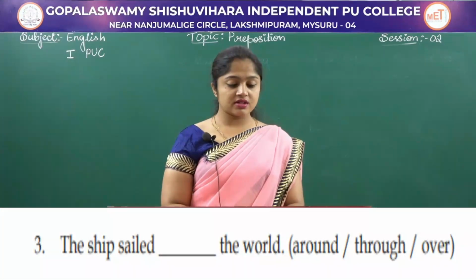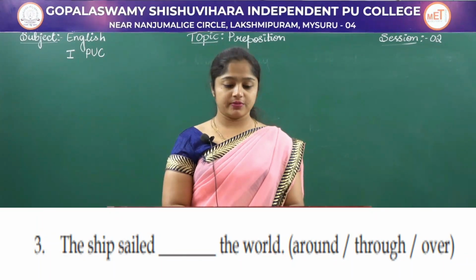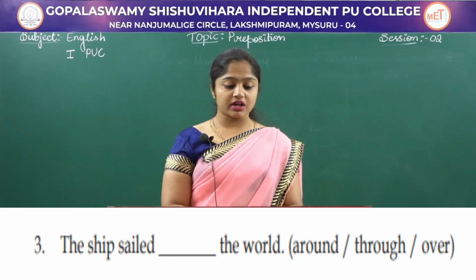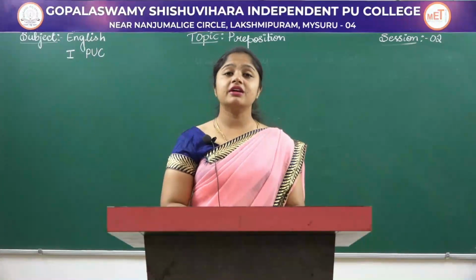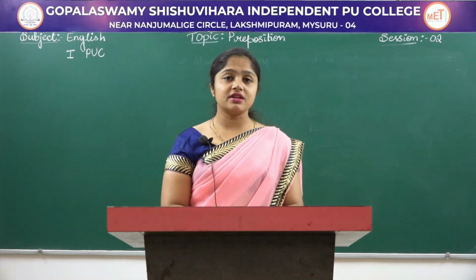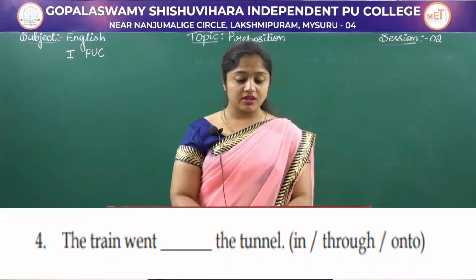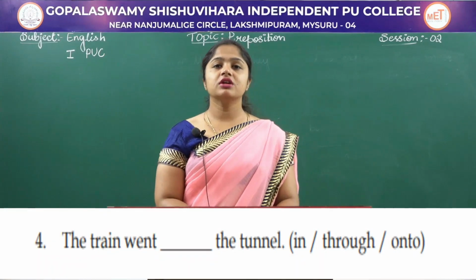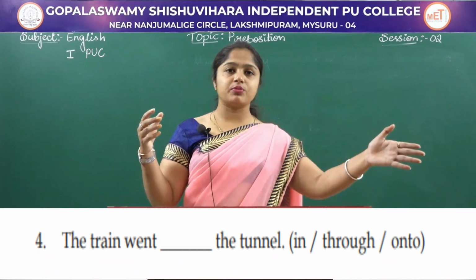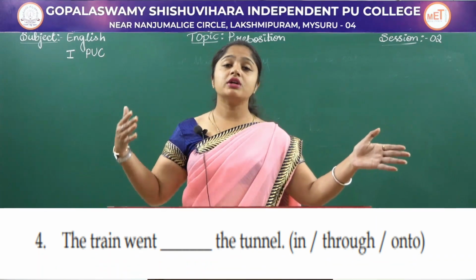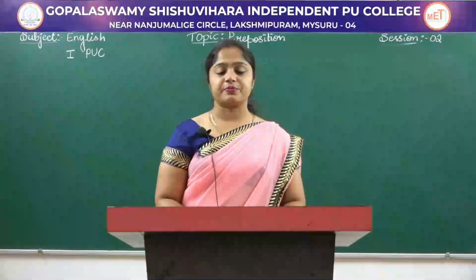The third one is the ship sailed dash the world. In brackets we have around, through and over. What is the answer? Around the world. The fourth one is the train went dash the tunnel. It started from a point and exited from another point. So what did it do? It went through the tunnel. So through is the right answer.